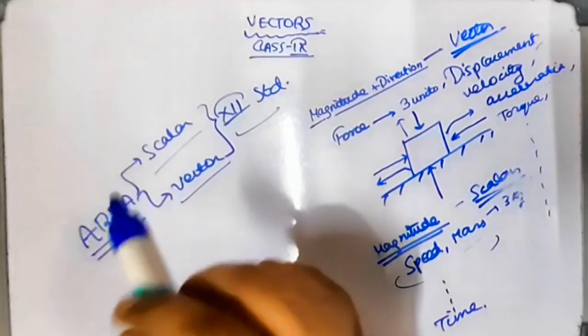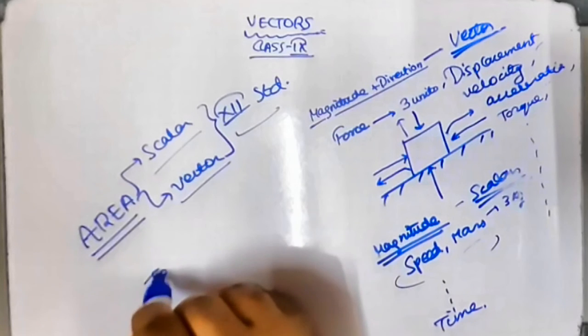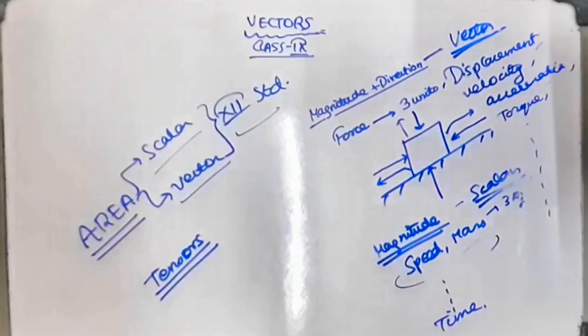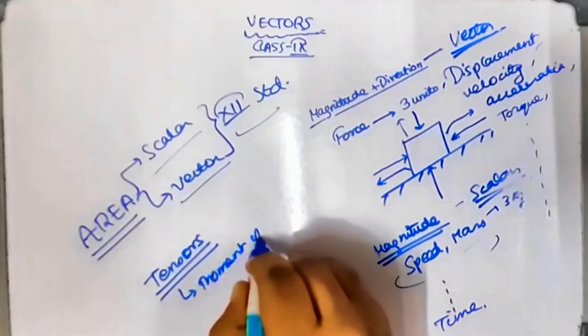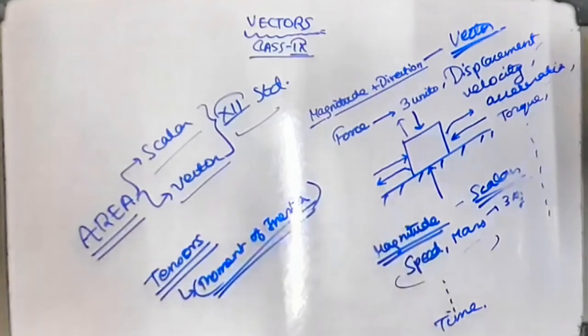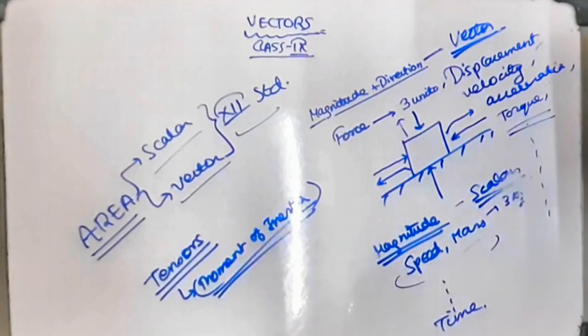And apart from these, just for your extra information, there are certain quantities which are known as tensors. An example is moment of inertia. Again, you must not worry about these right now. You don't need it until you go to 11th standard. And torque, again something which you need not worry about right now because you need it in 11th standard, and this is a 12th standard thing. So just for your extra information I am telling you these things.